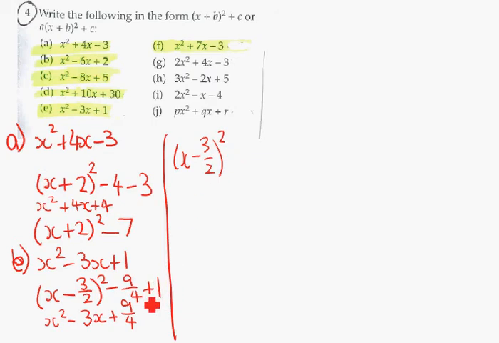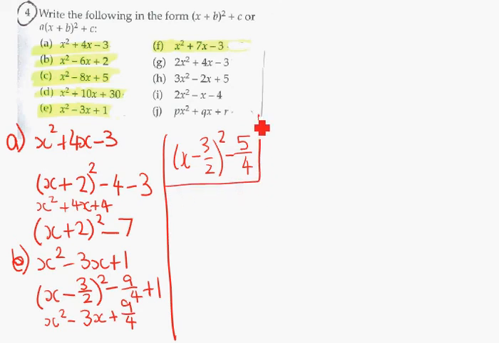Now, doing a bit of fraction work, 1 is actually 4 over 4. We can write 1 as 4/4. So minus 9 quarters plus 4 quarters. Minus 9 plus 4 would be minus 5 quarters. I can see that I've written it in the form asked for.